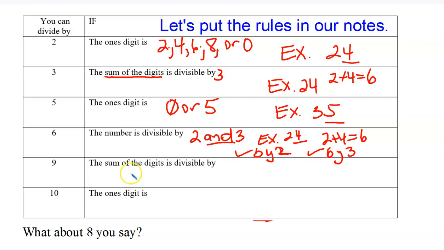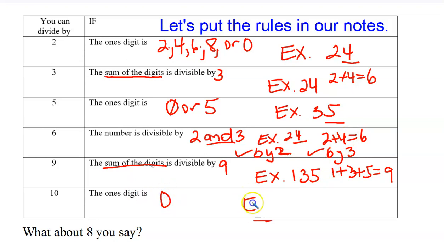All right, for the 9s, again, you're looking at the sum of the digits, which is kind of a weird thing. For 9s, though, the sum of the digits has to be divisible by 9, right? So I can give you an example like this. 135, I add 1 plus 3 plus 5, and that equals 9. So I know that the number 135, because the digits add up to 9, which is divisible by 9, is divisible by 9.